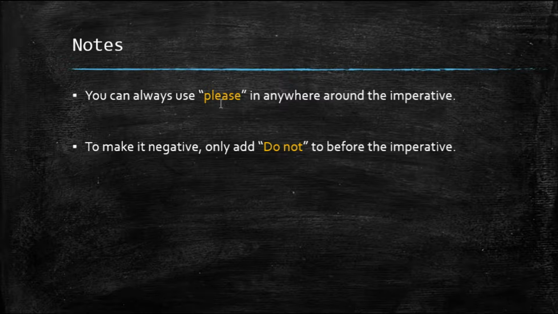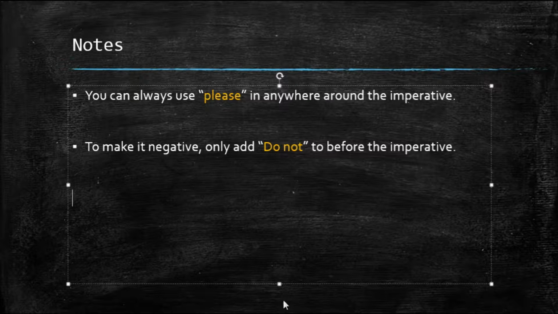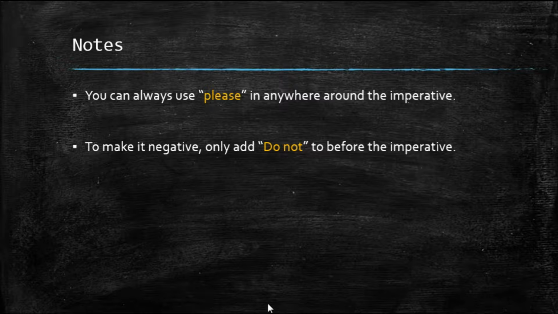And to make your imperative negative, so I told you that the sentence always starts with a verb. But what if you wanted the imperative to be negative? In that case, you always add don't to the beginning of the sentence, so right before the imperative. I'll clarify this when I give you examples, alright?